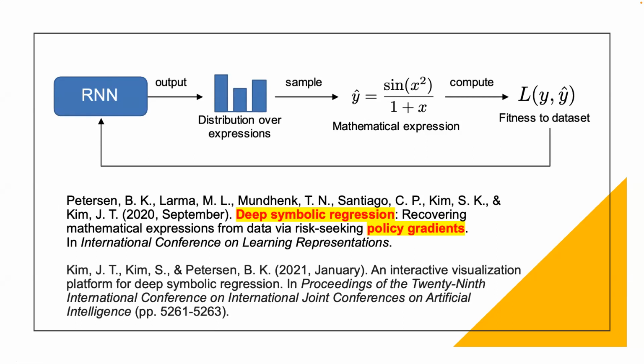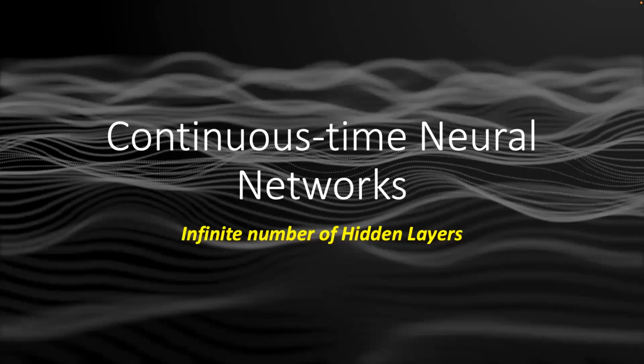There are other approaches also. Some researchers have used graphical neural networks to do the same, but the idea is somewhat similar. Basically, fit a mathematical equation to a given sequence of numbers. So the next topic is continuous time neural networks.